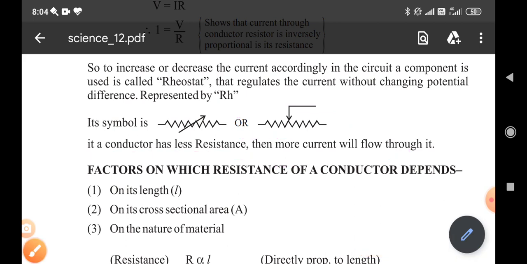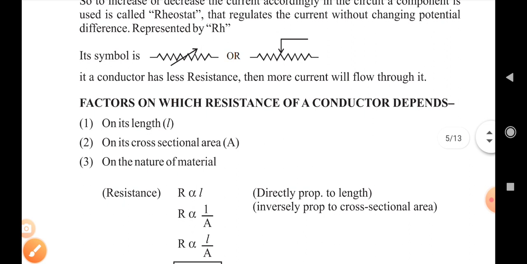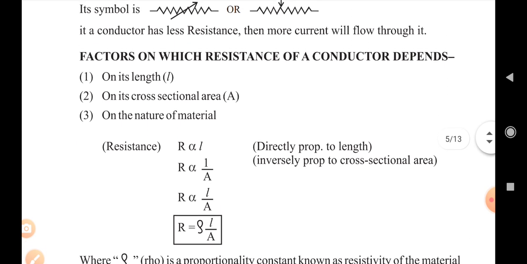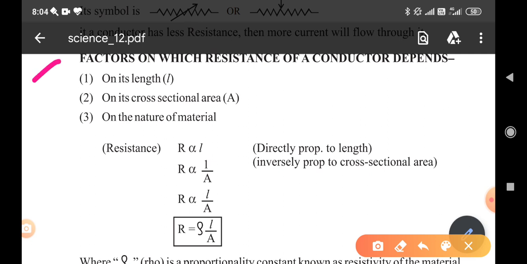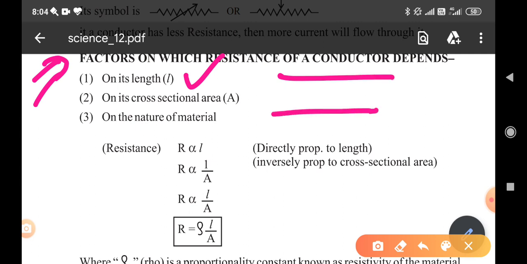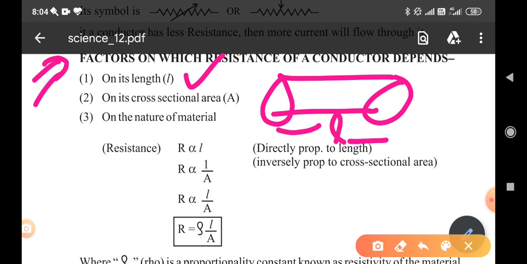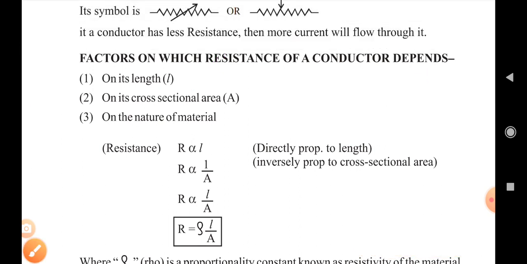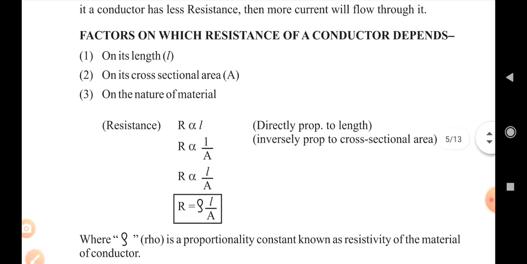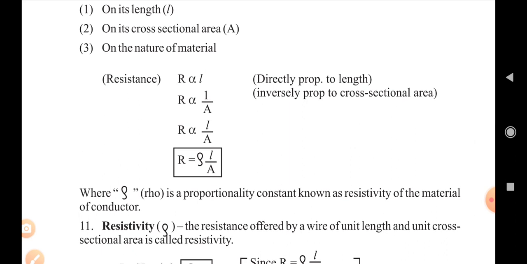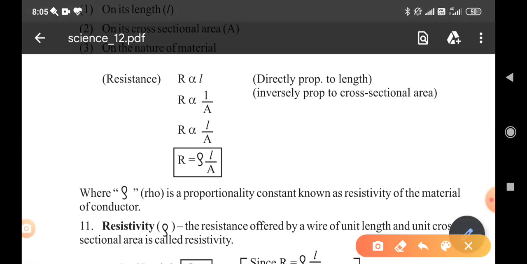Now let us come to know the factors on which the resistance of a conductor depends. The first, resistance depends on its length, the conductor length. Number 2, resistance depends on the cross-section area of the conductor, and resistance depends on the nature of the material. From the first and second, R is proportional to L and R is inversely proportional to A. On combining both, we get R proportional to L by A.